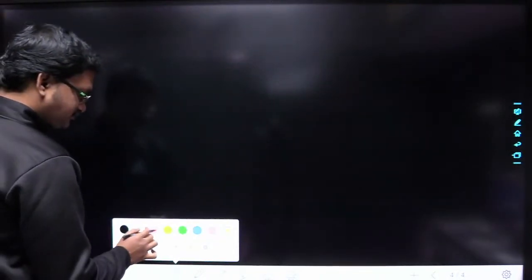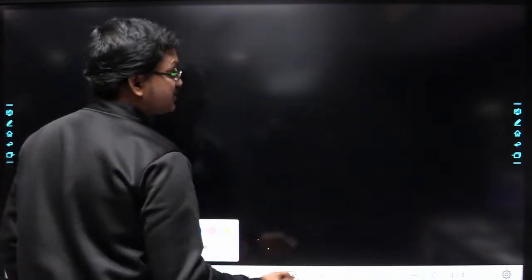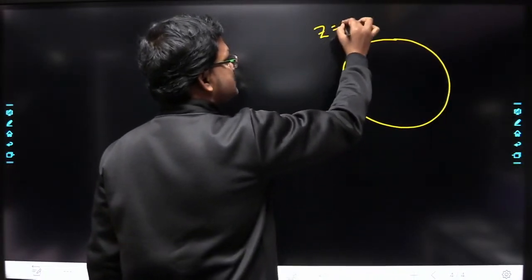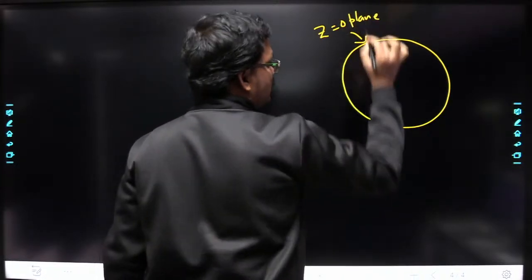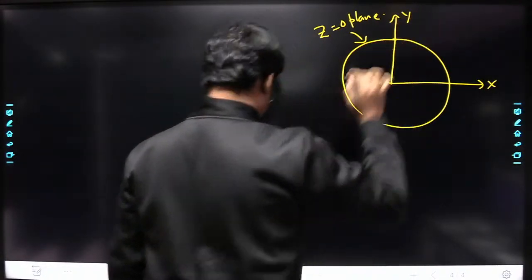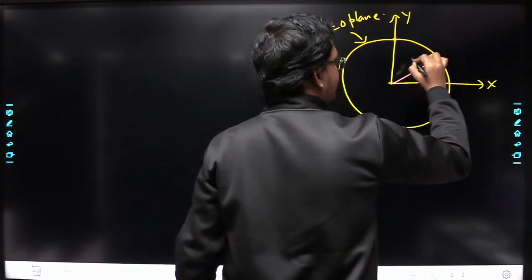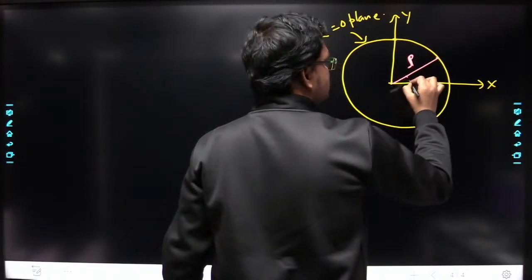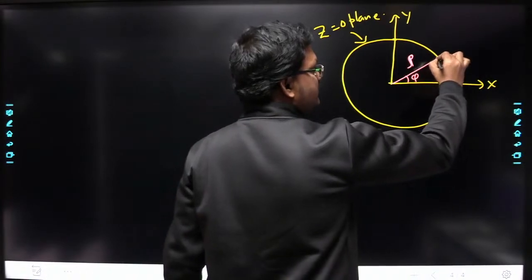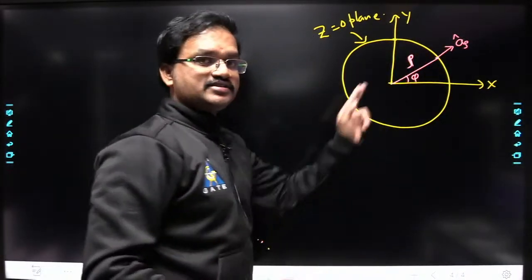One more thing I want to specify here is, if I take a circular ring present in the z equal to 0 plane, I hope you remember this circle. This is the x axis and this is the y axis. If I consider rho somewhere here, this is rho, and this is angle phi. The a rho cap direction is pointing in this direction, the radial direction.